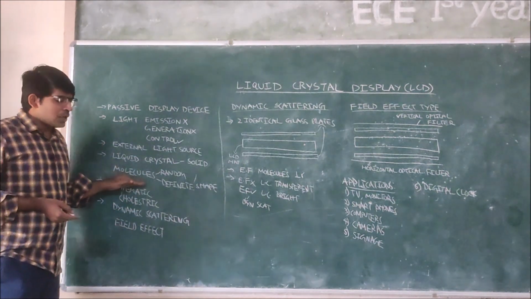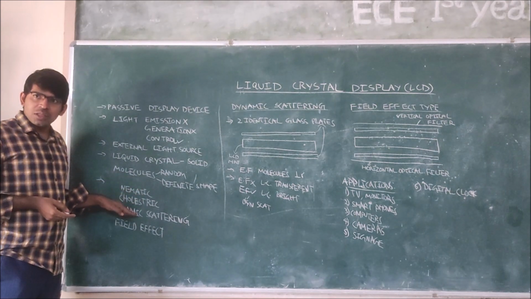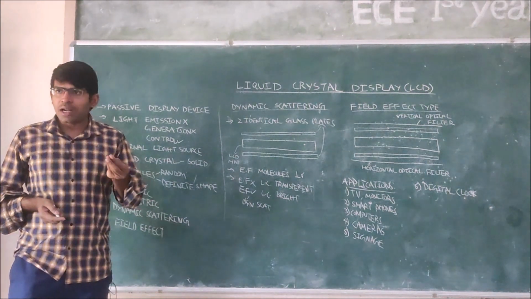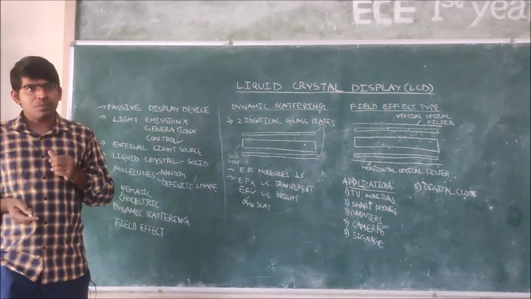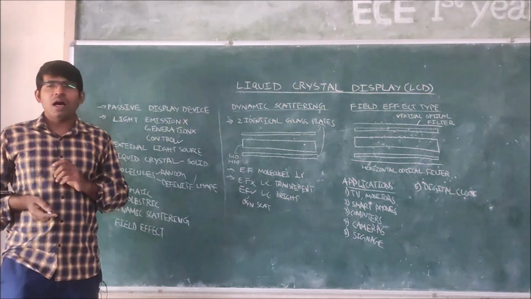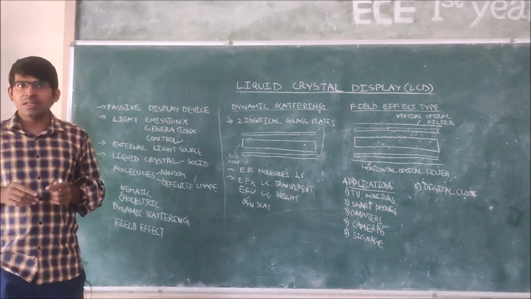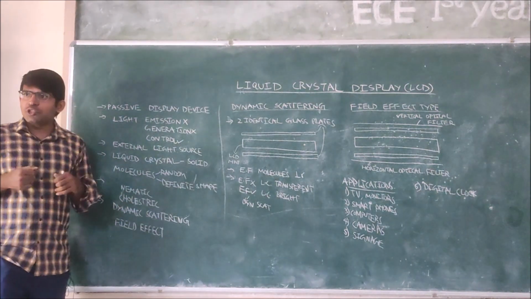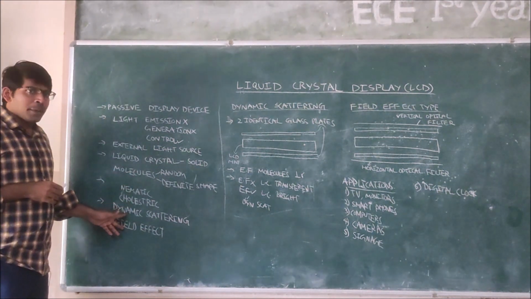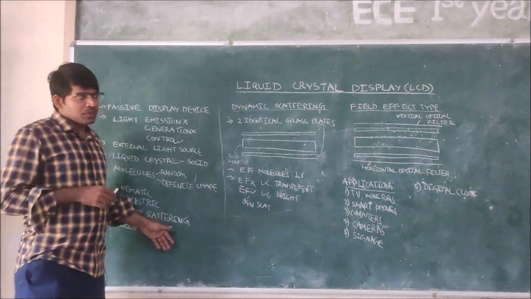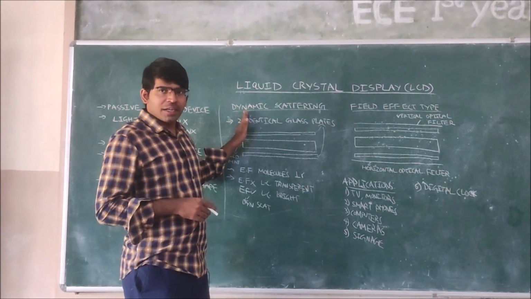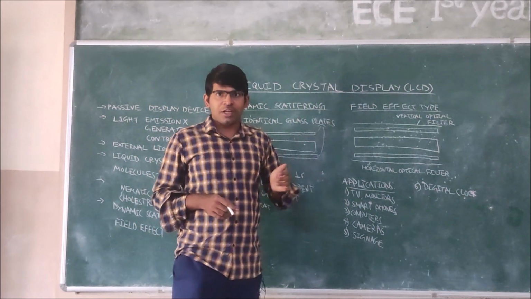That's why we are choosing these materials to display the information, whether that is text or image or audio or video. We want to see some video information or text information, or we want to edit some audio files on the screen. LCD display will be very much useful to us to see this information. Generally, based on the working principle, LCD is classified into two types. One is dynamic scattering type, second one is field effect type.